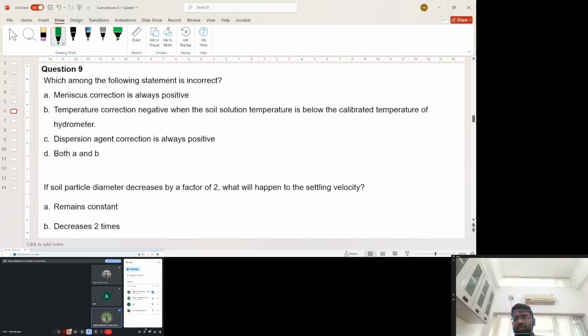Which among the following statements is incorrect? Meniscus correction is always positive. Temperature correction is negative when the soil solution temperature is below the calibrated temperature. Dispersion agent correction is always positive. Both A and B. Any guesses or any answers?